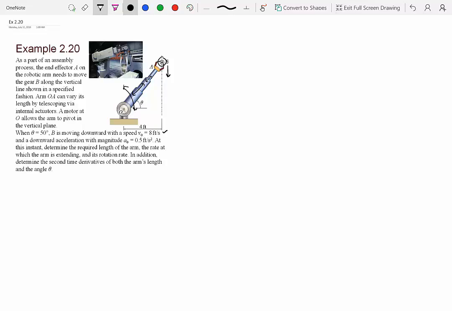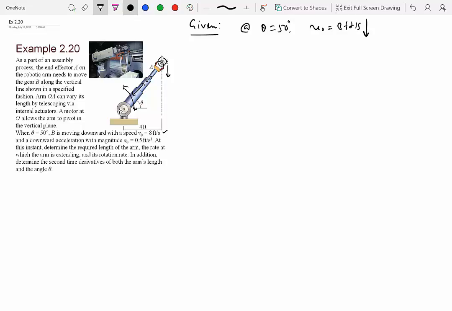So we know the speed at a certain instant, and a downward acceleration with magnitude of 0.5 feet per second squared. At this instant, determine the required length of the arm, the rate at which the arm is extending, and its rotation rate. In addition, determine the second time derivative of both the arm's length and the angle theta. So there's a lot of information here. So let's start by writing down what is given to us. Okay, so given is at theta equal to 50 degrees, V0 is 8 feet per second, and that's downward.